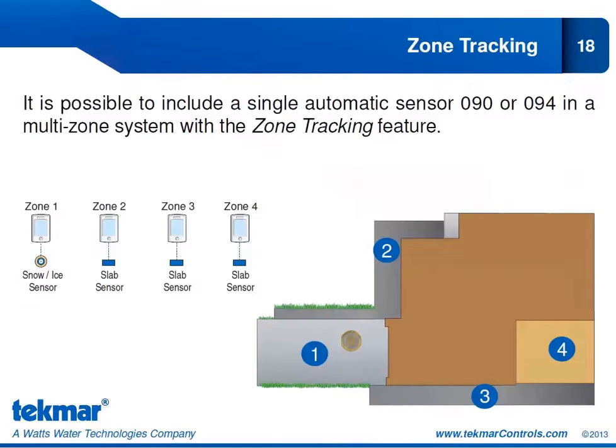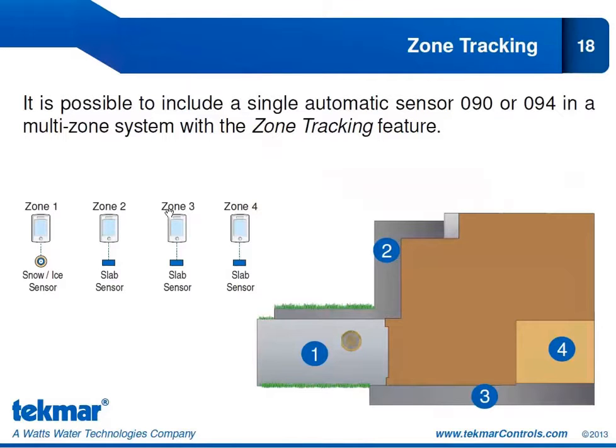What's nice about the 654 is it gives you the option of installing a single snow ice sensor, 090 or 094. So here I've shown the 090 or 094 installed in the driveway, so it's in zone 1. This is giving me my automatic operation. Now, I don't want to install snow ice sensors in the remaining zones, maybe because of the cost factor of adding 3 additional snow ice sensors. So I can just use the 1 in zone 1 and use slab sensors in the remaining 3 zones.